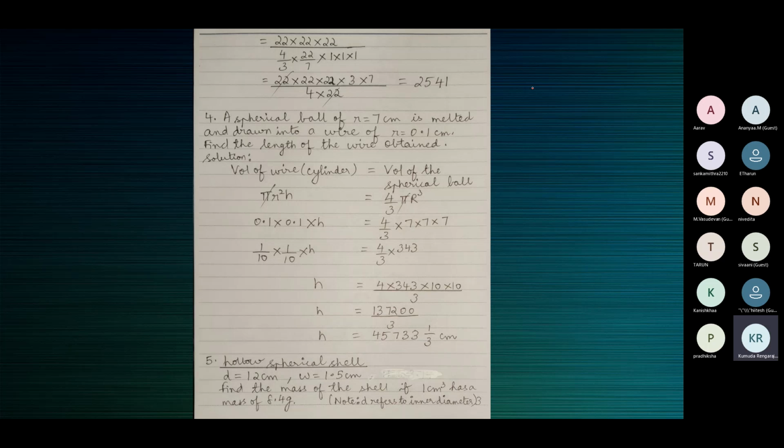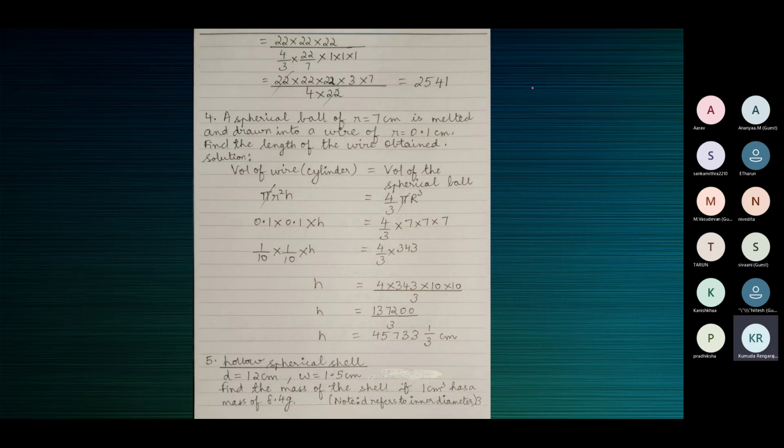A spherical ball of radius 7 centimeters, for a sphere radius alone is enough, is melted and drawn into a wire. It's converted to a wire. When we say wire, we say drawn into a wire. We don't say recast into a wire. Wire is a cylinder. It's a long cylinder, a thin cylinder, a flexible cylinder. You can roll it. You can wind it around something.